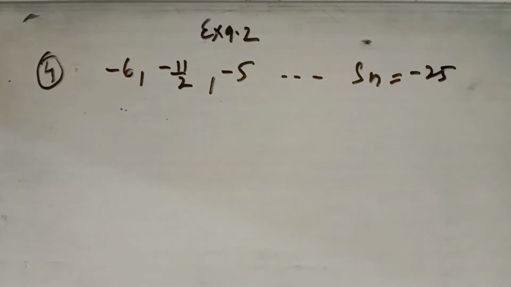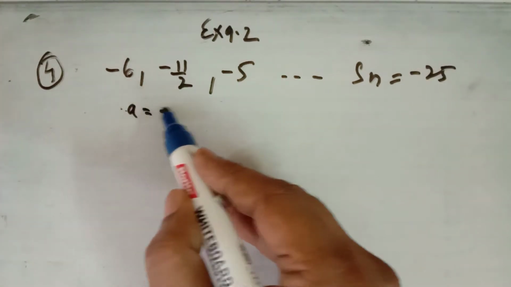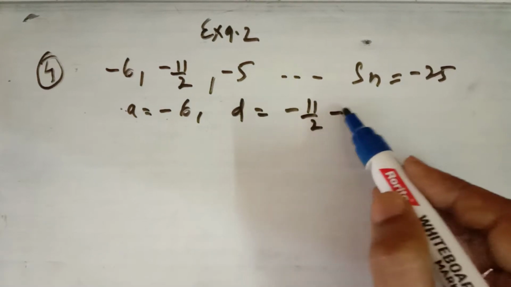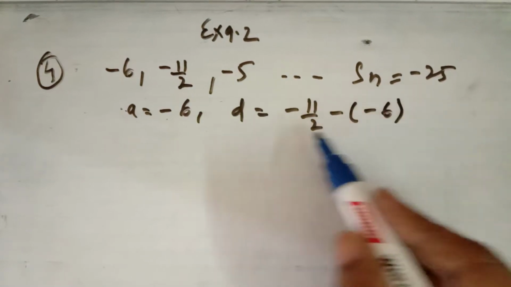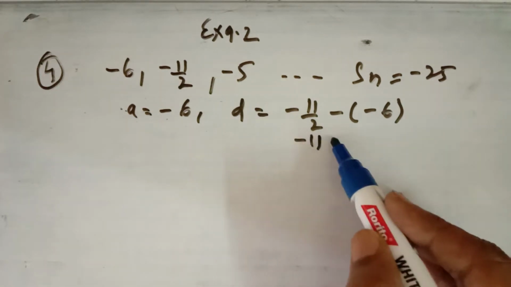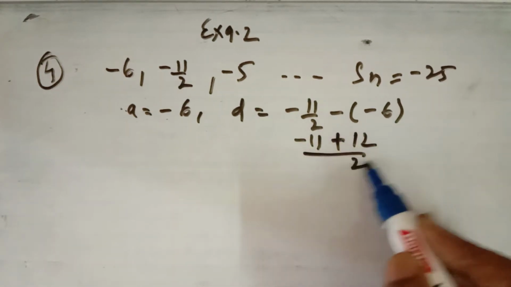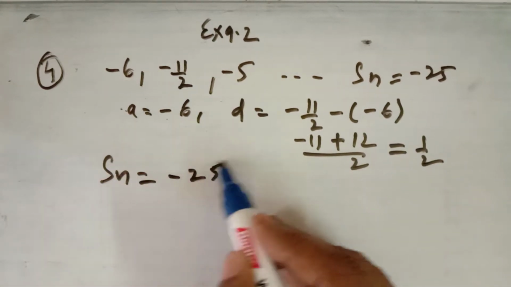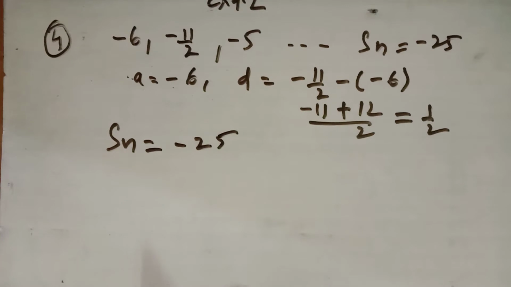So this you have done in class 10th also. The first term is minus 6. Common difference: first you will find this by subtracting the first from the second. It will be minus 11 plus 12 upon 2, that is half, and Sn is given as minus 25. You have to find the number of terms.